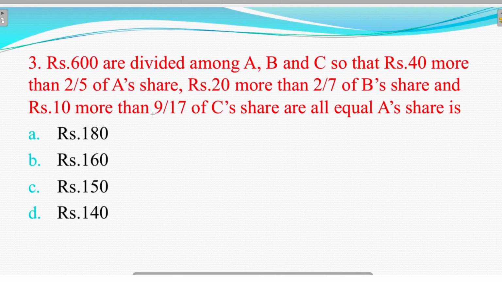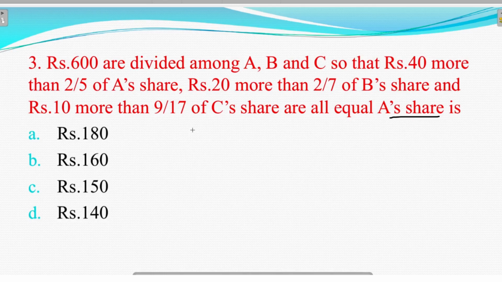Rupees 600 are divided among A, B, C, so that 40 more than 2/5 of A's money, 20 more than 2/7 of B's money, and 10 more than 9/17 of C's money, then it is equal. Then find A's share. I need to find out A's share. First I will try to find the answer using the logic way, then I will do the basic method.